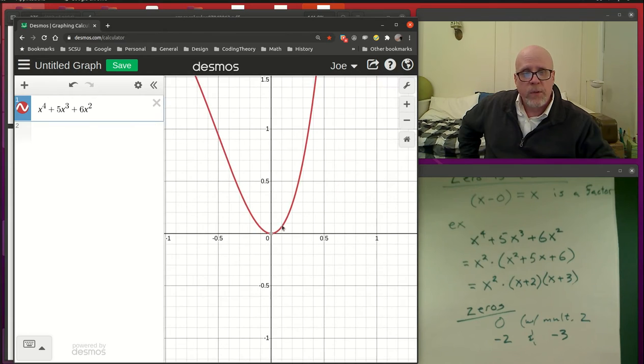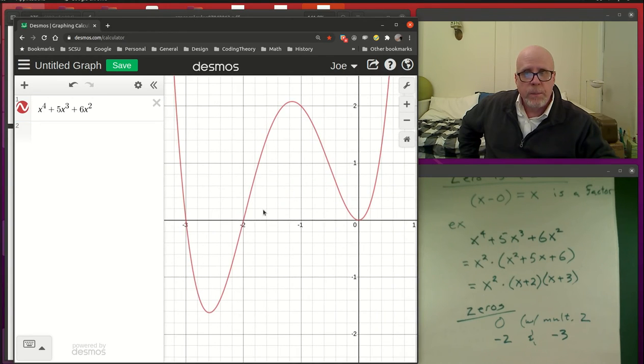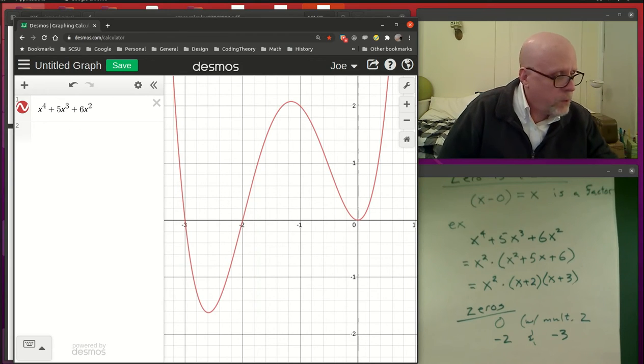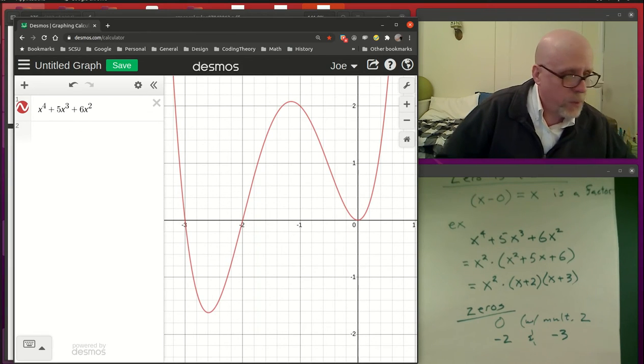We also have zeros at minus 2. There it is. And that's a regular multiplicity 1 zero. And at minus 3. Those are the numbers we got, and they just fall out of the factorization. So that's one of the special cases where 0 is a zero.